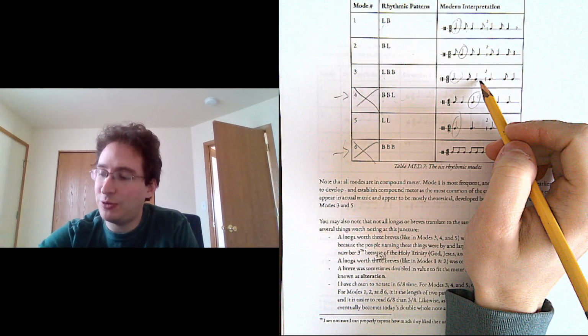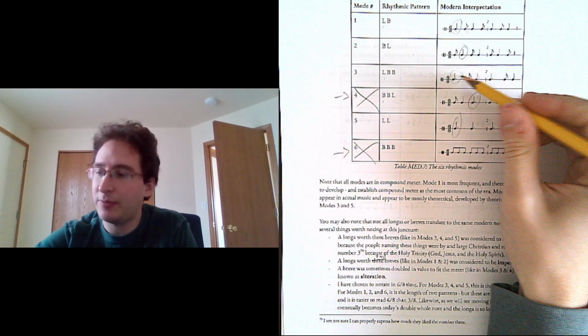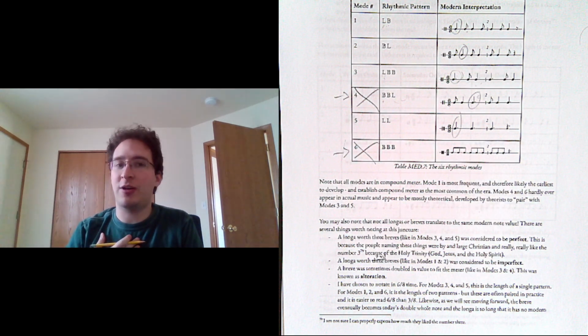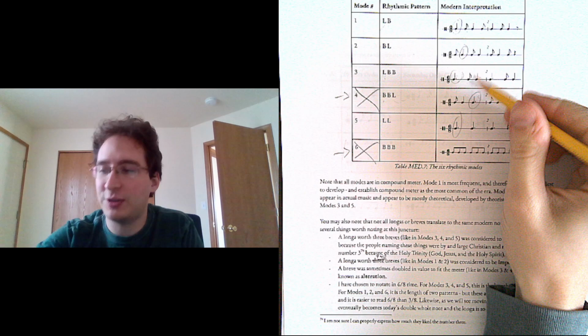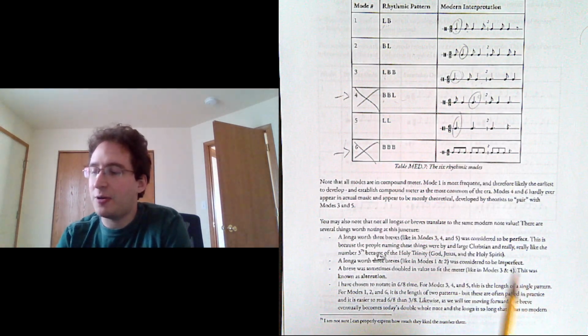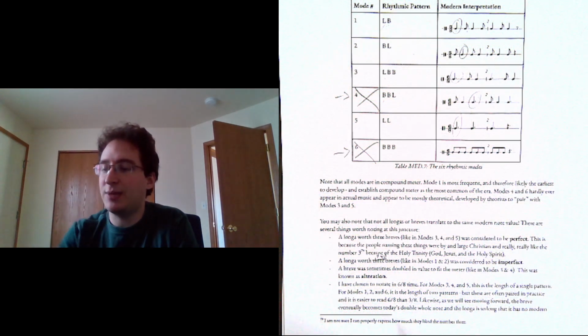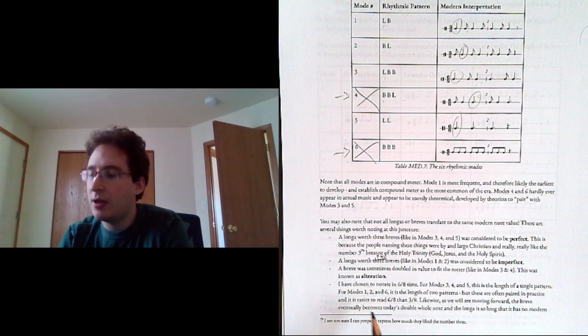Sometimes you have to double the length of a brevis to fit in the meter, so it's in compound meter, and they didn't want to go da, da, da, da, da, da. They didn't want to go into a 5/8 sort of feel, so they would alter the last brevis to make it a little bit longer to fit in the meter. This was known as alteration.